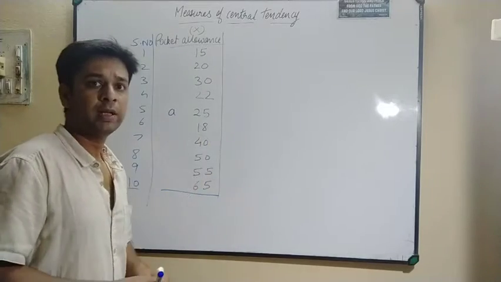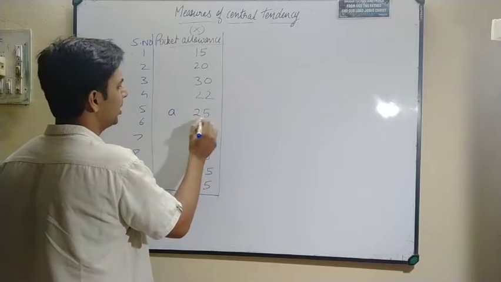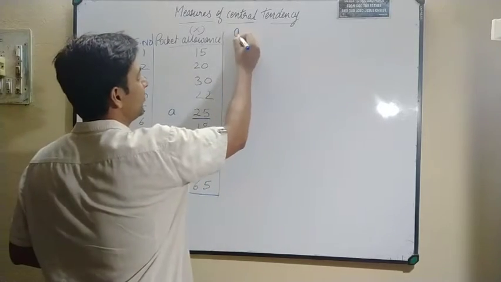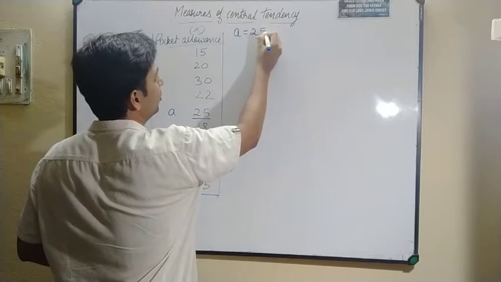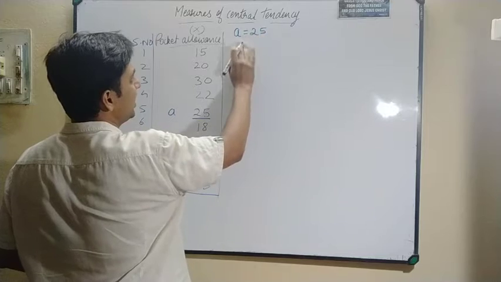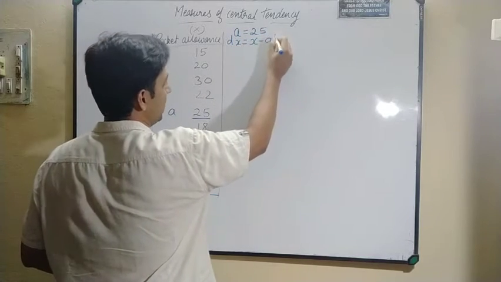So here we'll have to take an assumed mean. Assumed mean, you can take anything. Here I am assuming that I am going to take 25 as an assumed mean. So we can write a is equal to 25. With this assumed mean, if a is 25, we can find dx by doing x minus a.